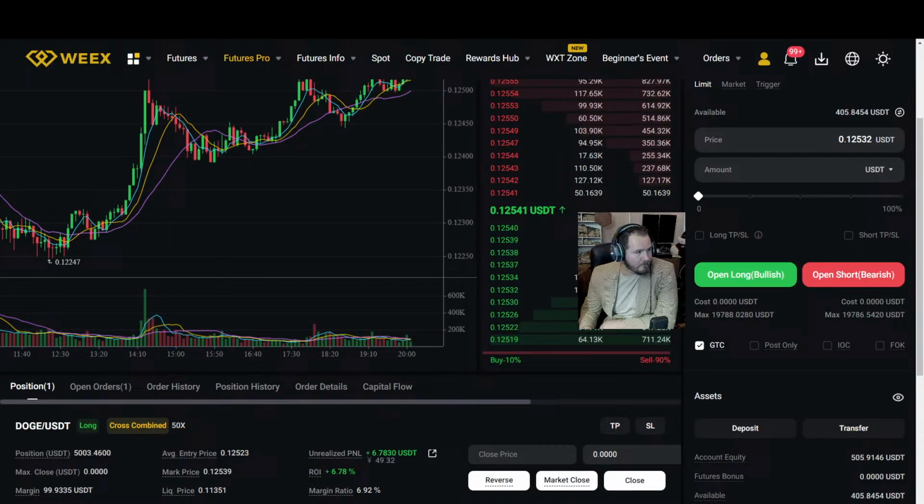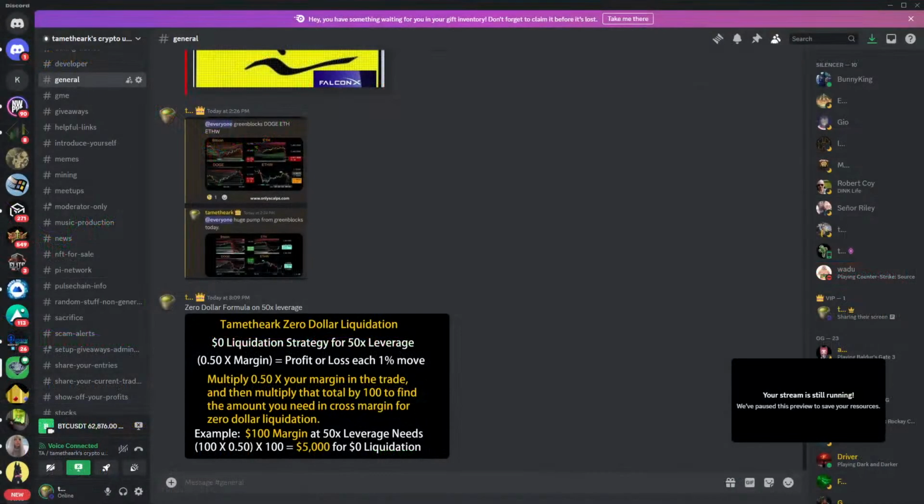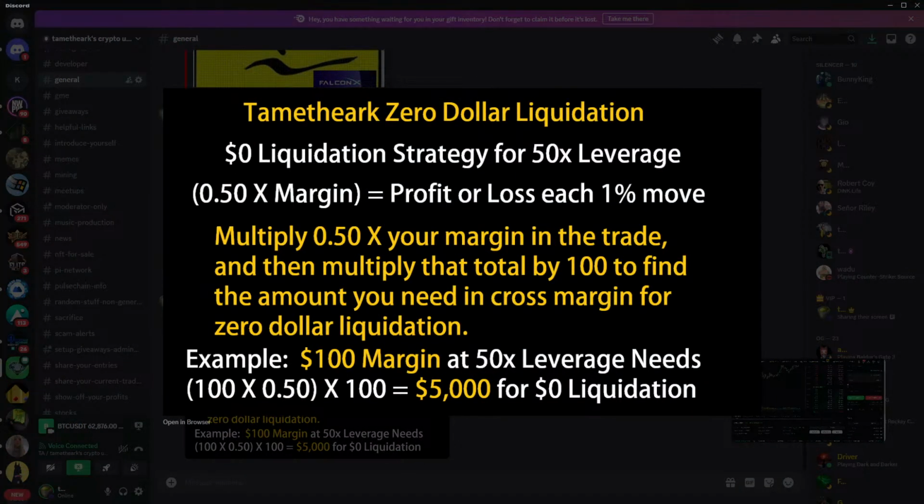I'll put it in general chat. So this is the $0. I'm up over $6 so far, but if you go to Discord general chat, this is the formula. Take a screenshot right now.